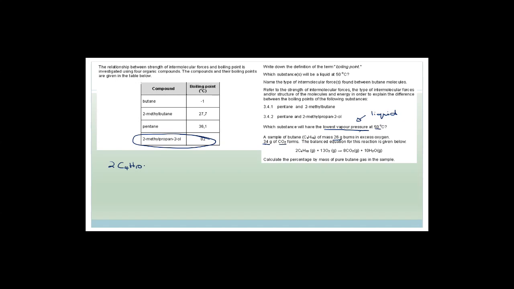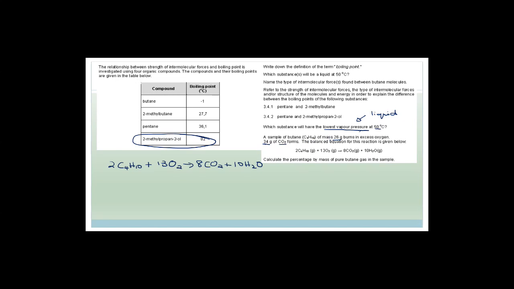2C4H10. So if I were you, I would assume that since it's the Western Cape government prelim paper, and they're adding quite a lot of stoichiometry into this, that your final paper is going to have some stoichiometry in it as well. So please be aware.